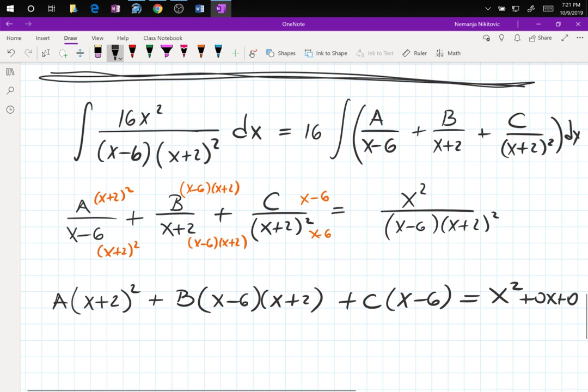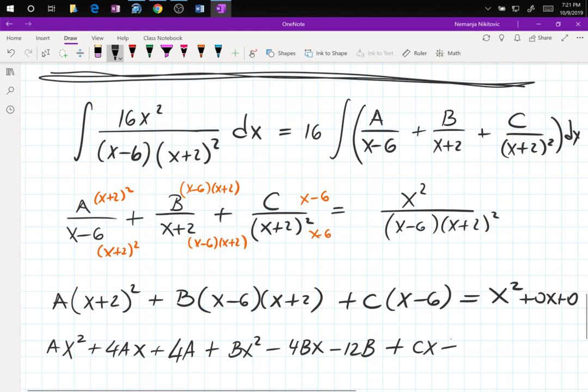If you want to, match them term by term. So now you need to FOIL all of this and multiply by A. That's x squared times A plus 4Ax plus 4A, plus Bx squared minus 4Bx minus 12B plus Cx minus 6C equals x squared plus 0x plus 0.